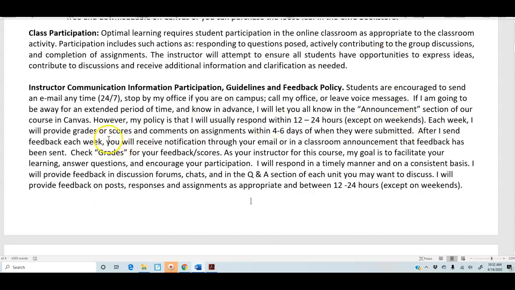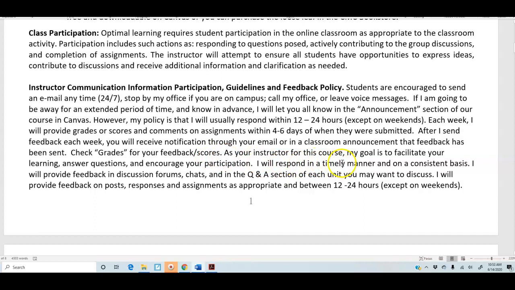Each week, I will provide grades or scores and comments on assignments within 4 to 6 days of when they were submitted. After I send feedback each week, you will receive notification through your email or in a classroom announcement that feedback has been sent. You can check grades for your feedback scores.